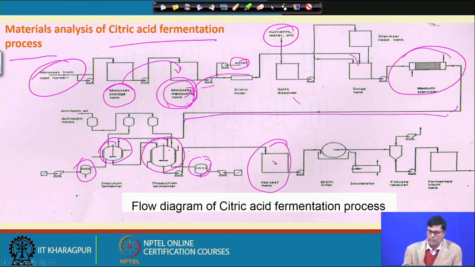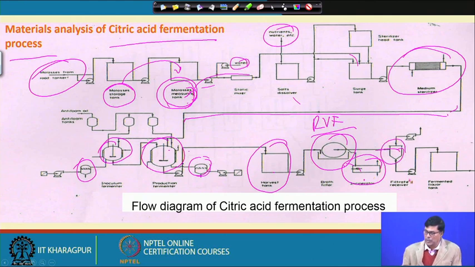This contains the cell mass also. So, first you have to remove the cell mass with the help of a rotary vacuum filter, RVF. Then we get the solid cell material. We can burn it and get energy. The liquid material we store as a filtrate reservoir. Then we pass it through the purification unit for purification of the product.